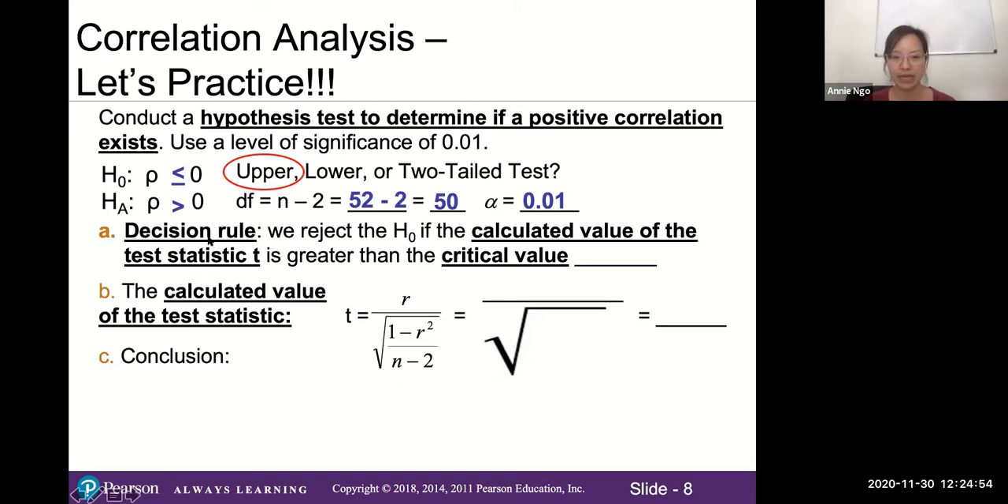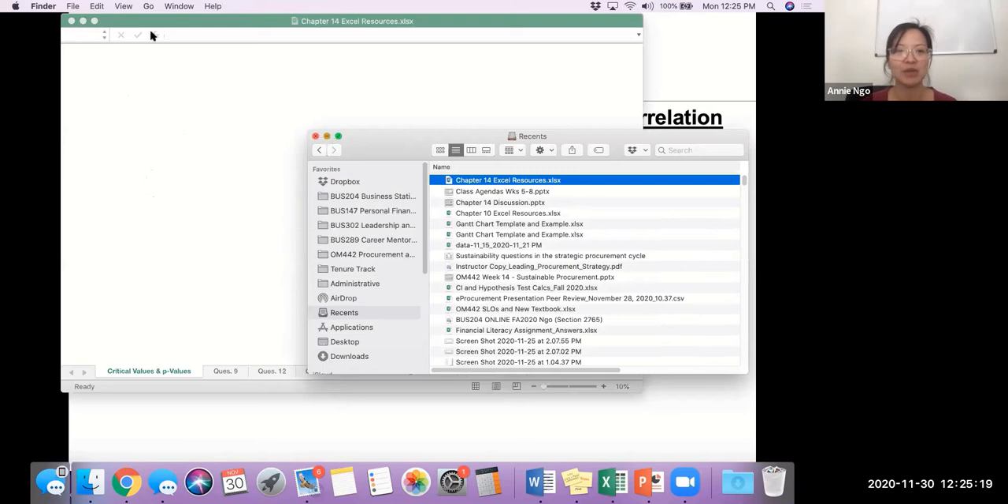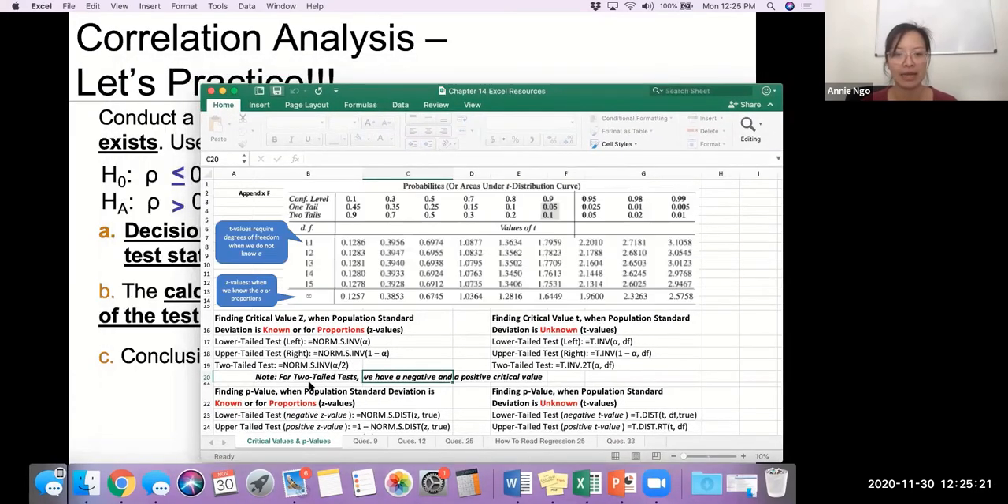It is an upper tail test. So you're going to use this formula right here: equals T.INV(1 minus the alpha, degrees of freedom). If we look at the chapter 14 Excel file, I did update it so that the first tab has all the critical values and p-values formulas.